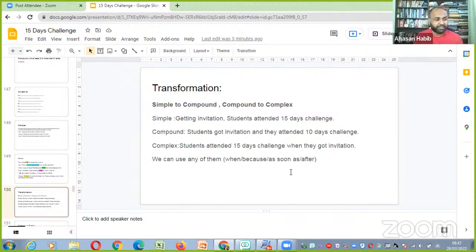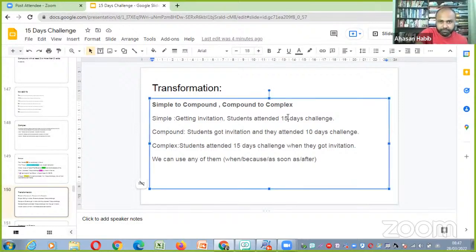So next thing I would like to say, this is the thing: simple to compound and compound to complex. So now we are getting to a bit of a difficult stage, so be focused, right? Simple to compound, compound to complex. So simple is: getting invitation, students attended 12 days challenge, right? So let's say here, getting invitation, students attended 12 days challenge, right?